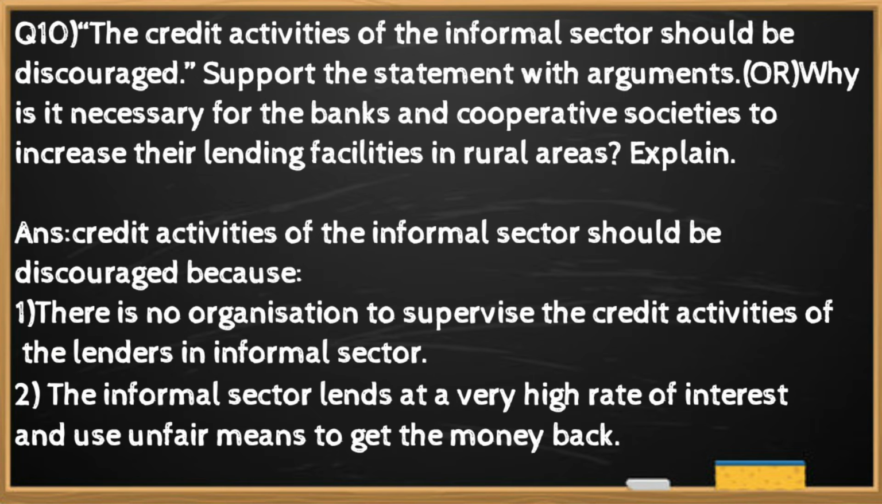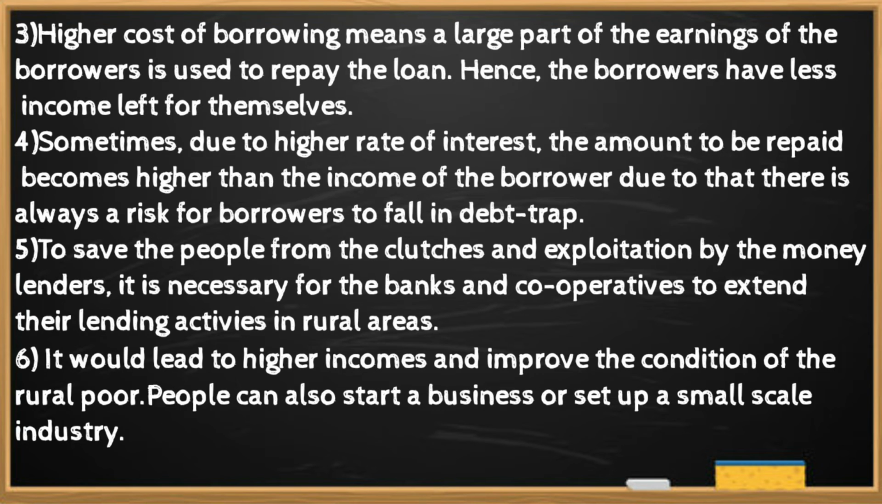The informal sector lends at a very high rate of interest and uses unfair means to get the money back. Higher cost of borrowing means a large part of the earnings of the borrower is used to repay the loan. Hence, the borrowers have less income left for themselves. Sometimes, due to a higher rate of interest, the amount to be repaid becomes higher than the income of the borrower. Due to that, there is always a risk for borrowers to fall in a debt trap.